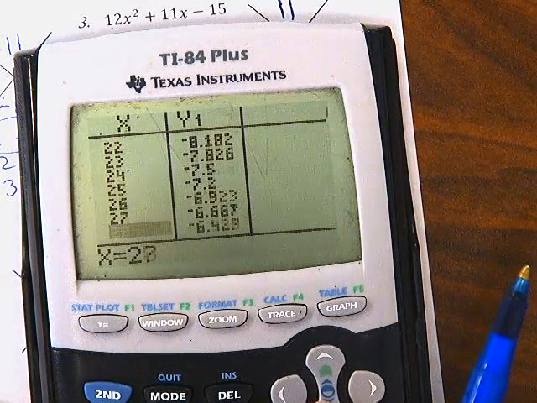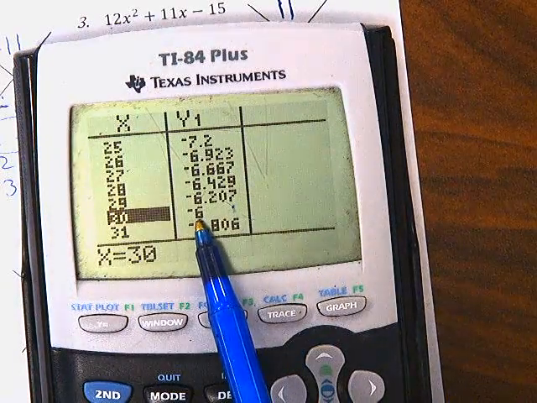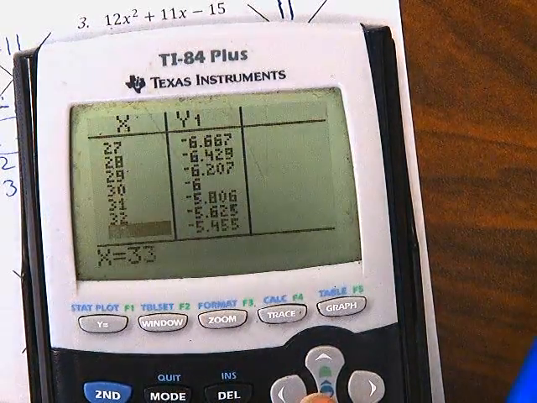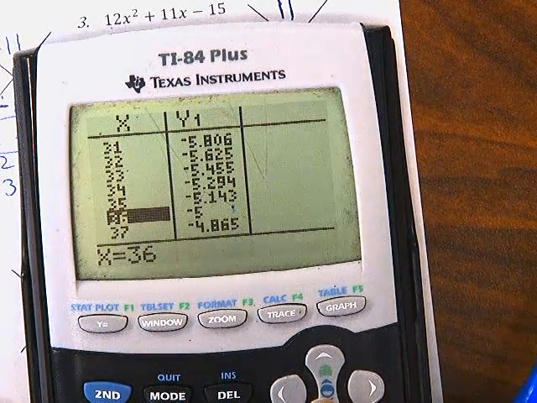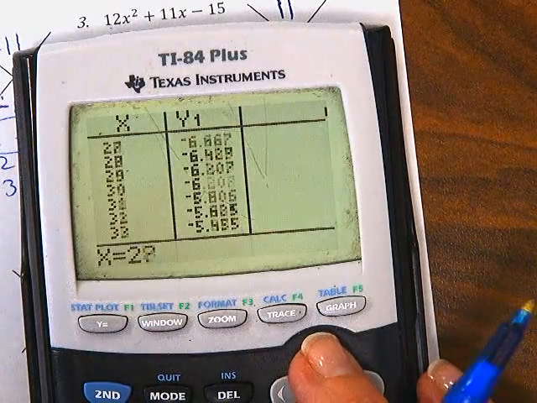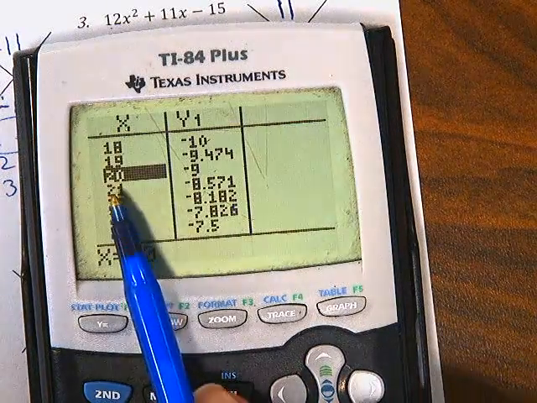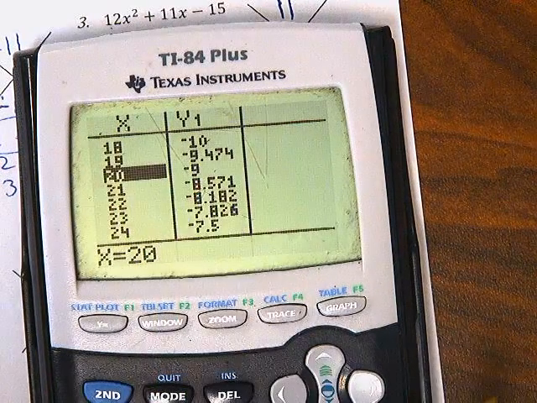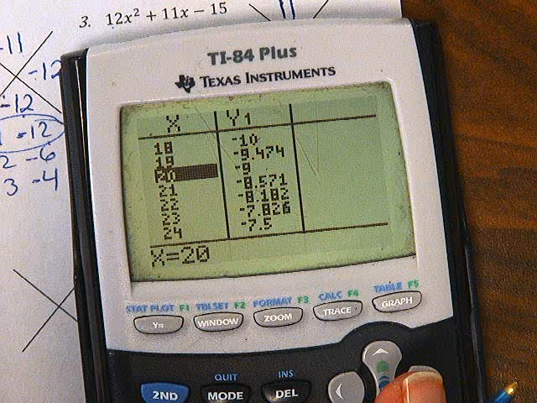So let's see. 30 minus 6 is 24. That's not the right factor. 36 minus 5. Still, that's much too big. I think we've actually passed it. There we go. 20 minus 9 gives us a positive 11. So 20 and negative 9 are my two values that I need to put in here.